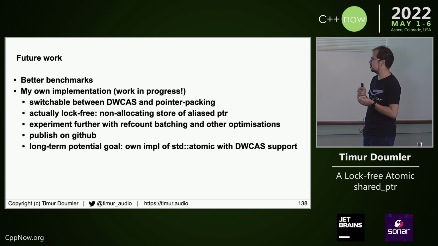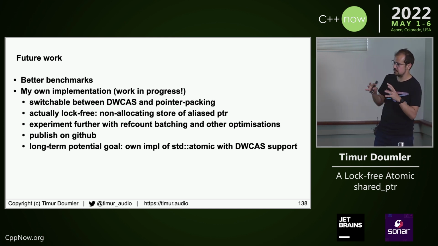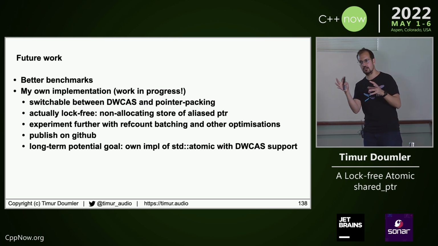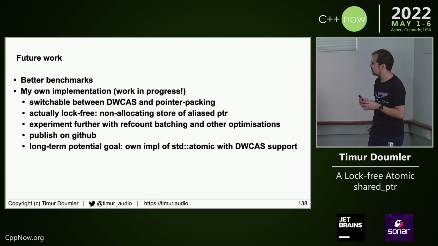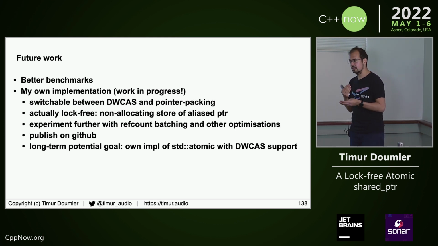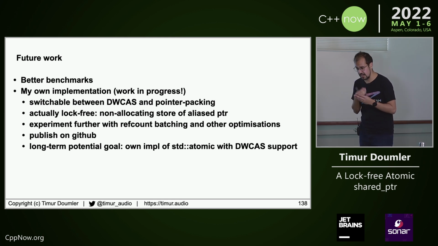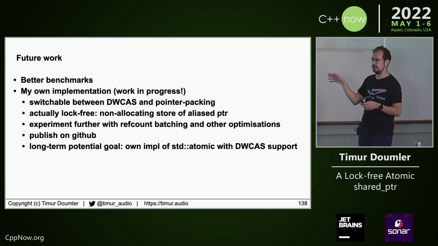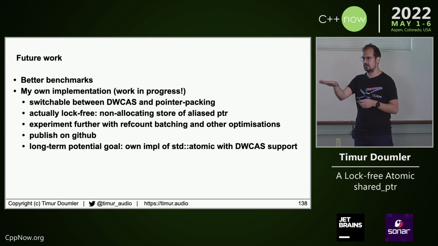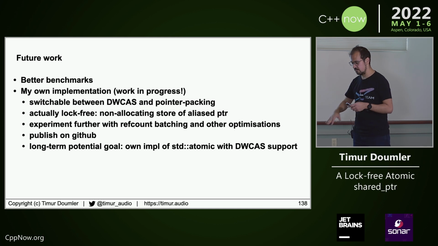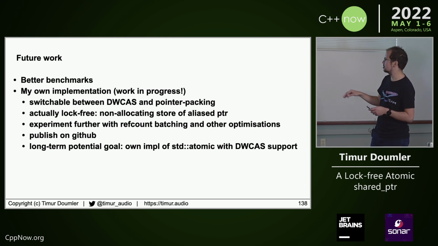What I want to do in there is make it switchable between double-width compare and swap and pointer packing, so you can choose, and it's going to be more portable. I want to make it actually lock-free and non-allocating for the case of the alias pointer, as we discussed. I also want to experiment further with refcount batching and whether it's actually a benefit for decreasing latency, since there was a comment that maybe it's more for improving bandwidth, so something to look into.